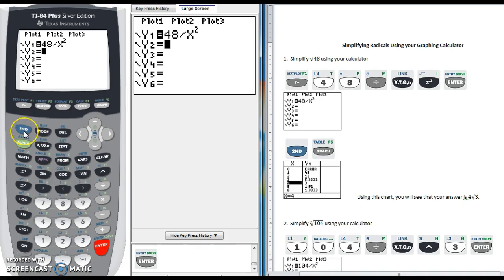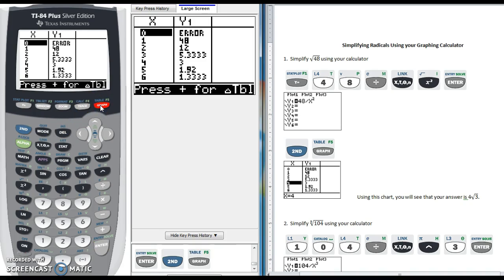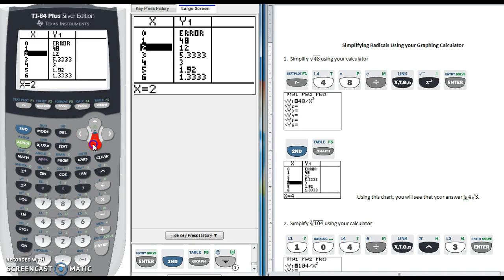So once you have that entered, your next step is just going to go to your table. So second and graph will take you to your table. And here you may have to scroll around a little bit, but you always want to try to make sure that you get the biggest one. So once you see over here in the Y1 column, if you see your ones there, it's not going to get any smaller than that. So we can look here and see that if I come down here to 4, 4 and 3, that's going to be my biggest numbers.